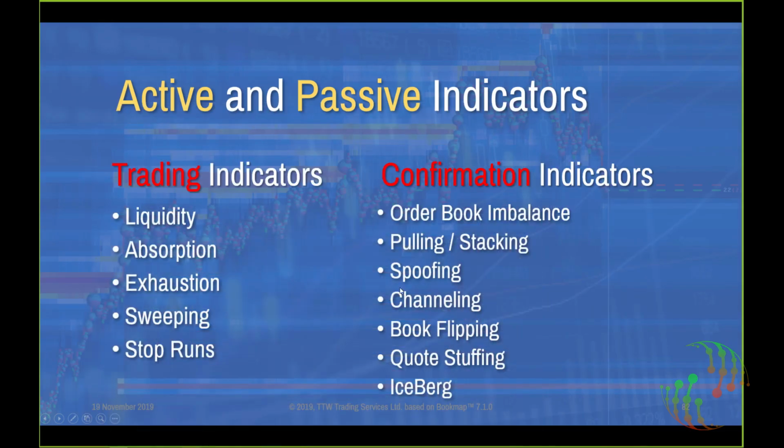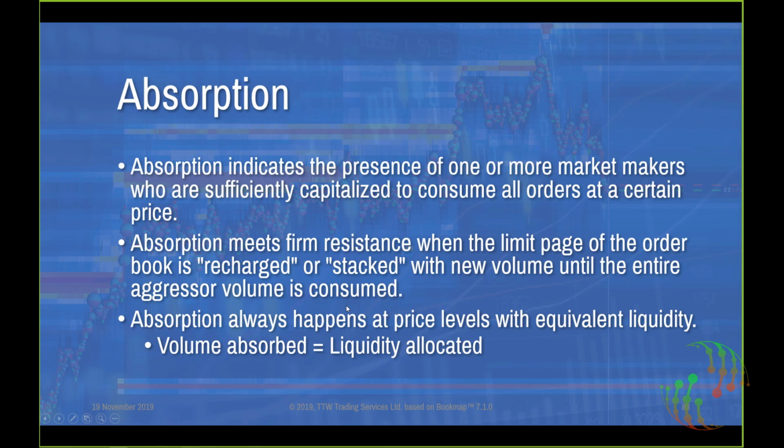So I have categorized the available market indicators in liquidity, absorption, exhaustion, sweeping and stop runs as trading indicators. That means active indicators. And passive indicators or confirmation indicators are order book imbalance, pulling and stacking, spoofing, channeling, book flipping, quote stuffing and iceberging or icebergs. Let's start with absorption.